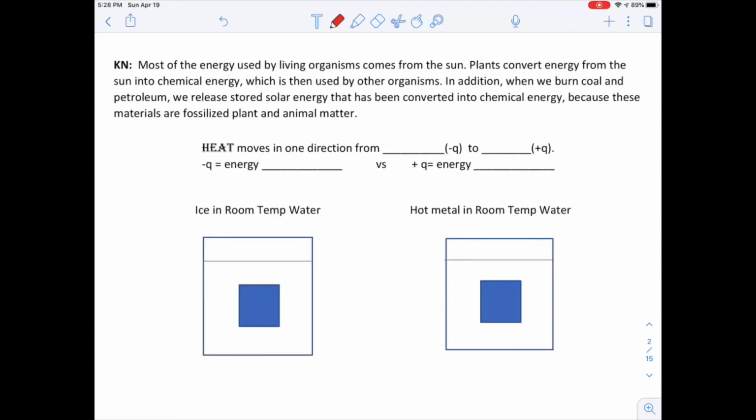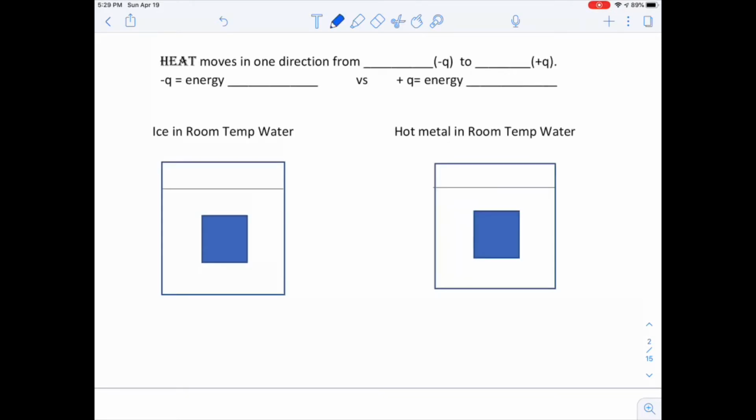We have a little Newton comment. Just remember, most energy comes from the sun. The plants convert that energy into chemical energy, and you could go ahead and read through the rest of it. So heat moves in one direction, from negative Q to positive Q. What this means is it moves from hot to cold.